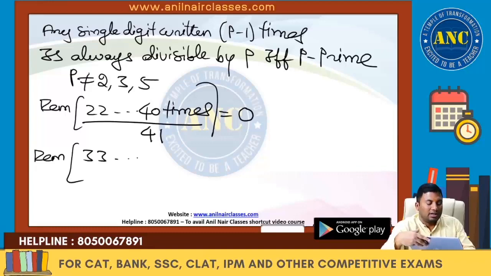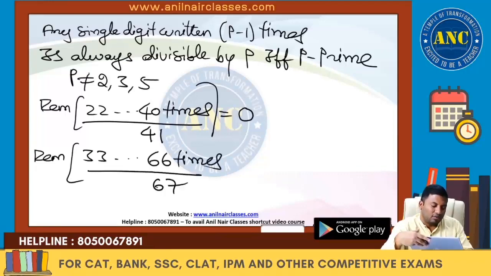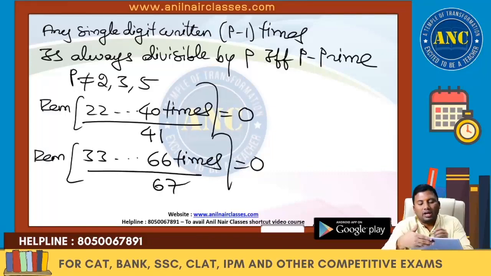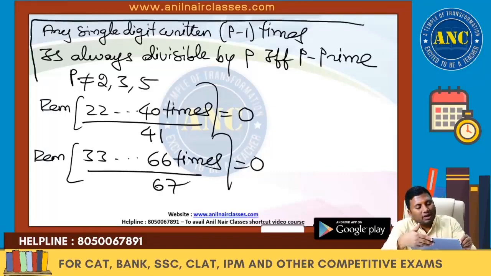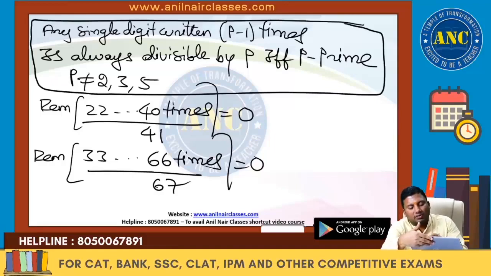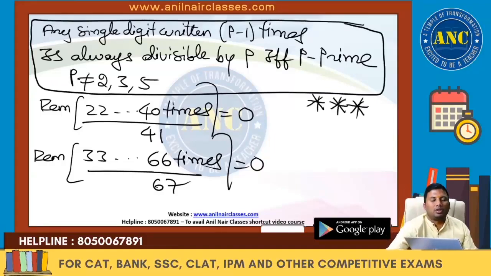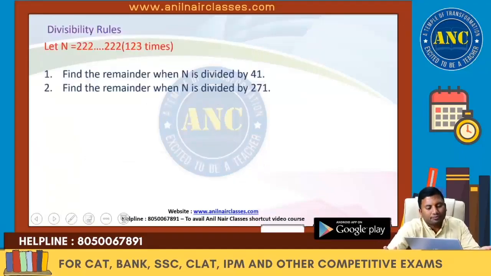3 is written 66 times, when divided by 67, what is the remainder? 0. Any single digit written p minus 1 times is always divisible by p if p is prime, p not equal to 2, 3 and 5. This I am going to use in this concept.